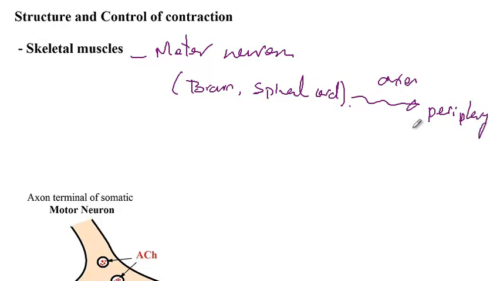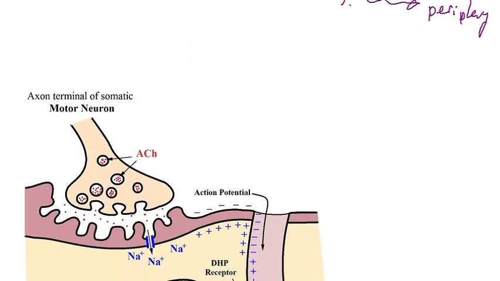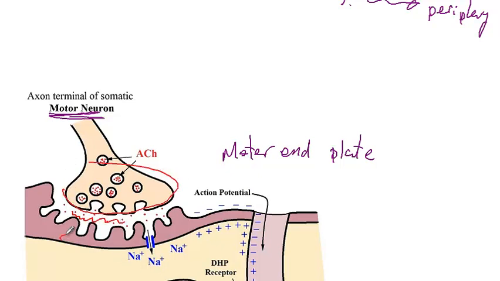The ending of these axons are called a synaptic bulb. So here you can see that we have a synaptic bulb, which is the ending of the axon for a motor neuron. And these synaptic bulbs lie very close to the surface of the muscle fiber, and this surface is known as motor end plate. And then the space between the synaptic bulb and the motor end plate, so here we have the synaptic bulb and then the motor end plate here.